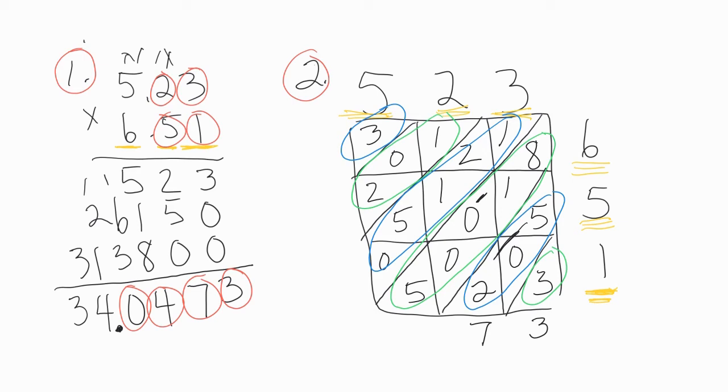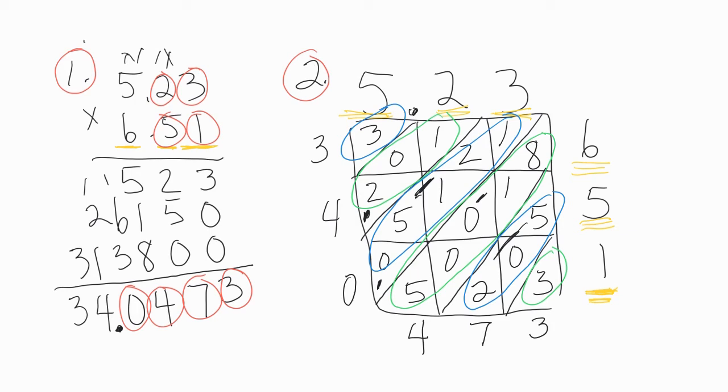9 plus 5 is 14. But I got to carry the 1 up here. So I'm going to put it right here. Now I'm doing this diagonal column here. 1 plus 2 is 3. Plus 1 is 4. Plus 5 is 9. Plus 1 is 10. Now I'm going to carry the 1 up to this diagonal column. 1 plus 2 is 3, plus 1 is 4, and 3 plus nothing is 3.